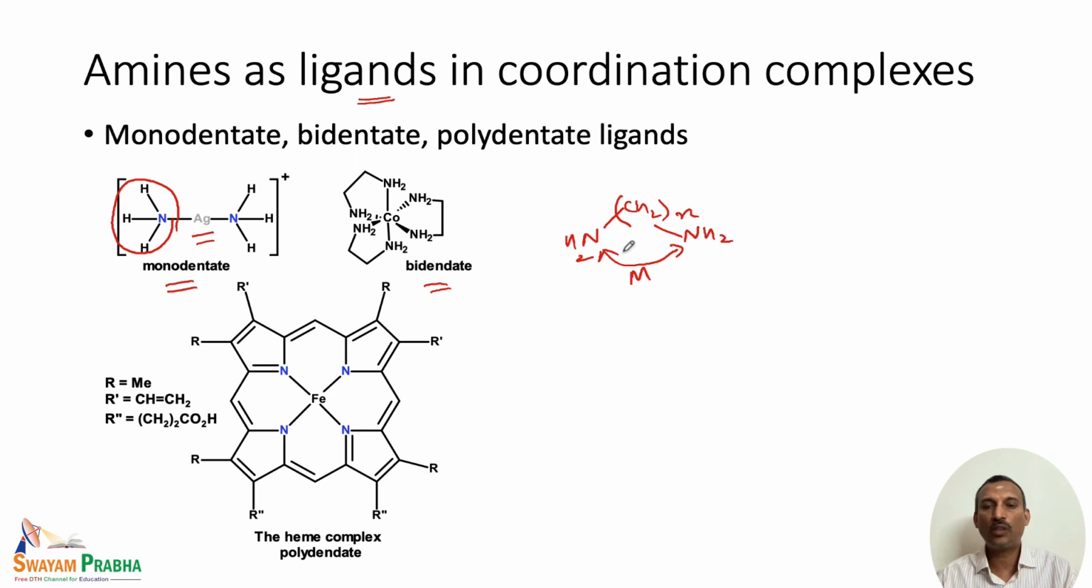So, this is what is called a bidentate compound, and we also have the heme complex, which is a polydentate. We have multiple nitrogens attached to the central coordination metal. So, these are all examples of various coordination complexes where nitrogen is involved. That means, in other words, an amino group is involved.